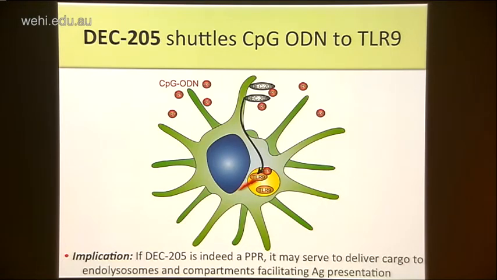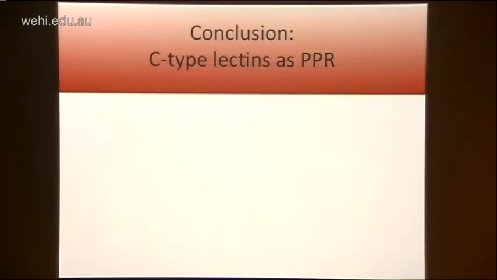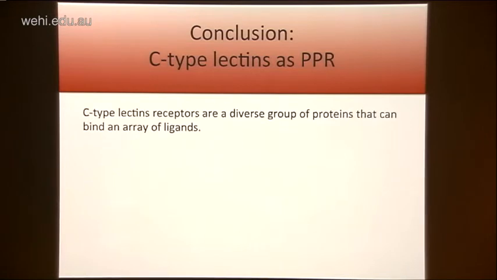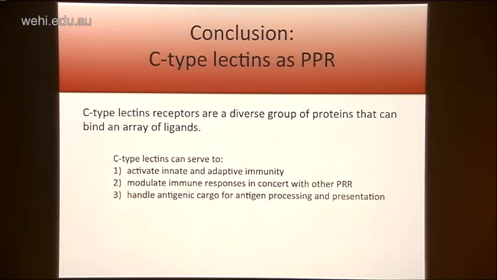So now to conclude, C-type lectins as pathogen recognition receptors, they're a diverse group that can bind many different types of ligands. I think they can directly activate or they can modulate. Alternatively, they can simply act as a way of delivering cargo to the right compartments to facilitate different processes, whether it's activation, like in the case of DEC205 via TLR9, or whether it's antigen presentation.